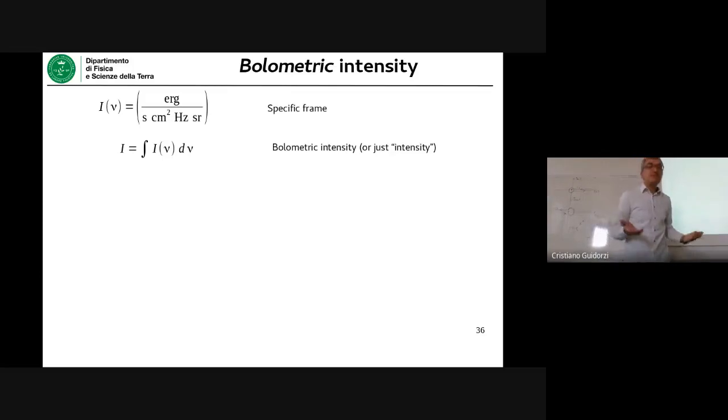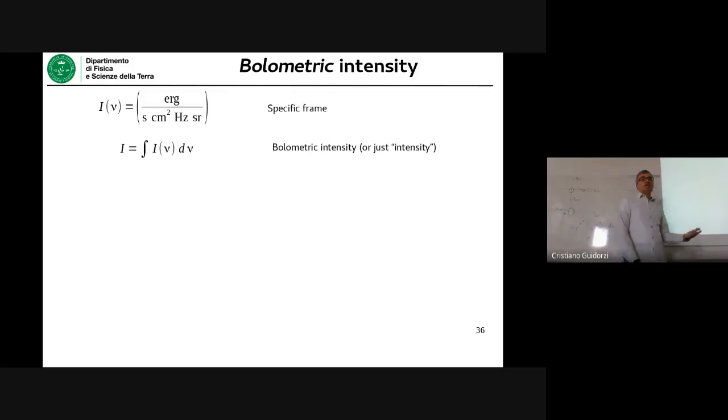So by definition, the bolometric intensity is just intensity. When bolometric is not said, the default is bolometric, okay? So when nothing is said, if you want to mean specific intensity, you'd better say that, unless it is clear in the context you are dealing with. But otherwise, when nothing is said, it is meant to be bolometric. So it's just the integral of the specific intensity over d nu, as I said. So we can wonder the same.